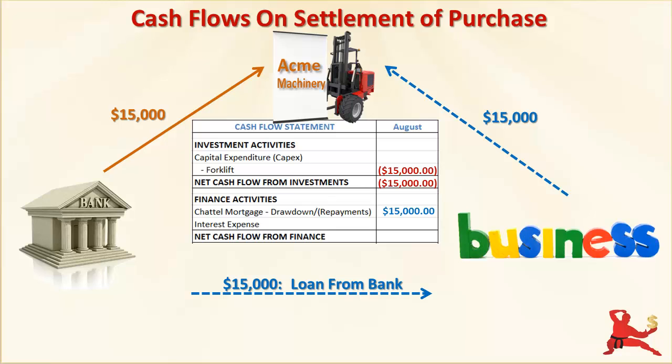Now, in our example, the loan repayment installments are made monthly in advance. So at the time of the settlement of the purchase, the bank will also take that first installment of $225.55 from our bank account. Part of that is interest and the other part is principal. This means that the net cash inflow from financing is only $14,774.45. The overall net cash flow impact of the forklift purchase is $225.55, which is the first loan installment.